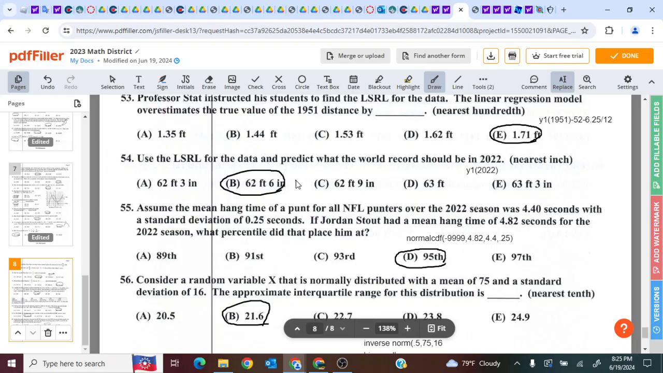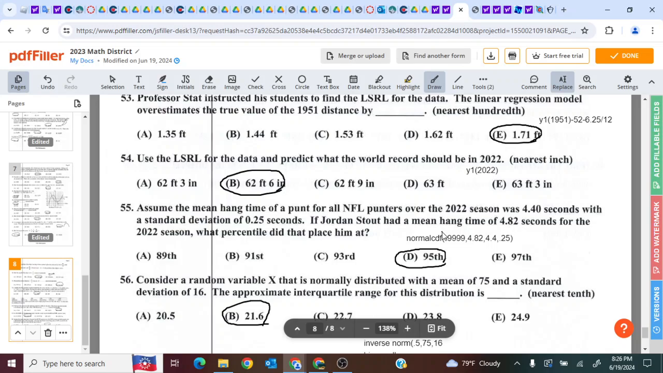Number 54, use the regression line to predict what it would be in 2022. I'll simply do Y1 of 2022. Assume the mean hang time of a punt for all NFL punters over the season was 4.47 with this standard deviation. If he had a mean time of this for the 2022 season, what percentile did it place him in?